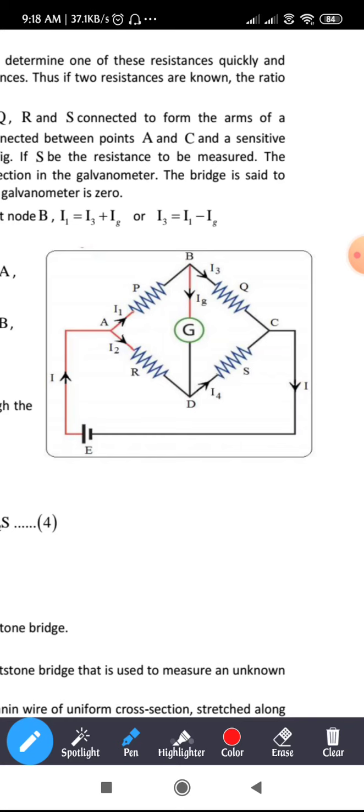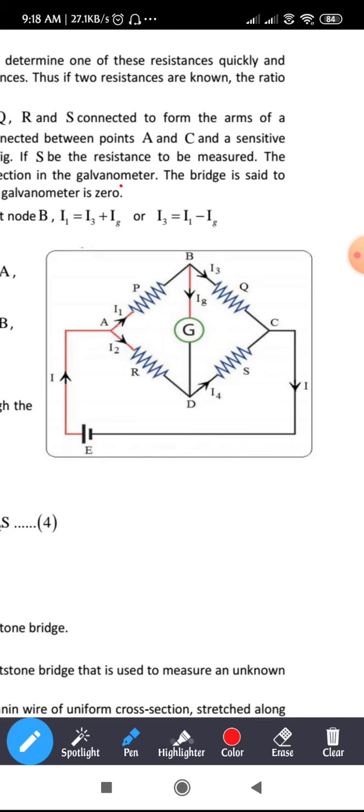Next, apply Kirchhoff's current law to node B. According to Kirchhoff's first rule, what does it say? The incoming current is equal to the outgoing current. Which is the incoming current here? At B, it is I1. From the figure, if you observe carefully, the current approaching B is I1, and the current leaving the junction B is I3 and Ig.